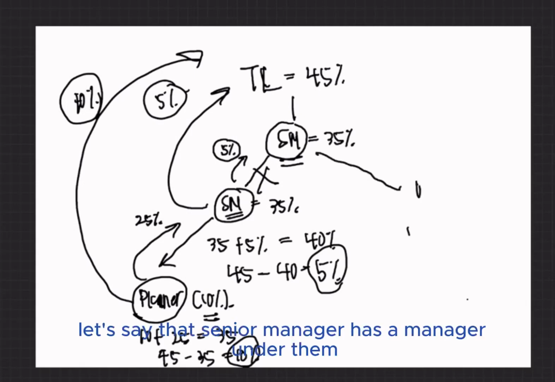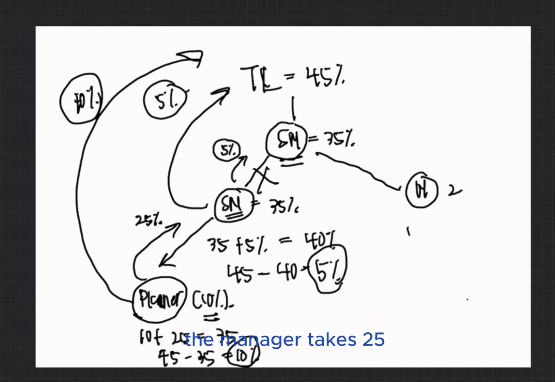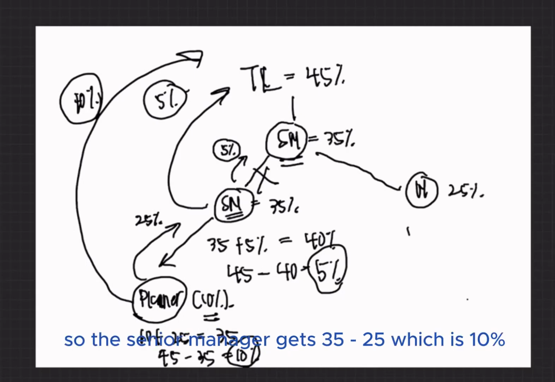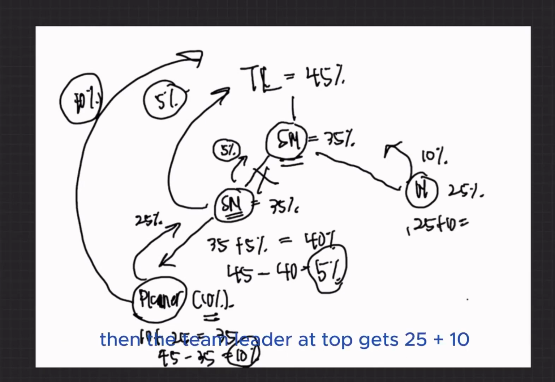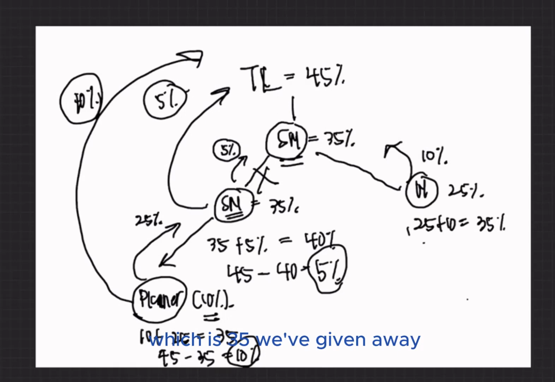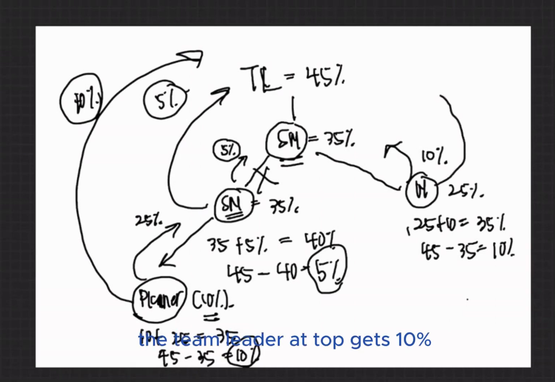Let's say that senior manager has a manager under them. The manager takes 25. So the senior manager gets 35 minus 25, which is 10%. Then the team leader at top gets 25 plus 10, which is 35. We've given away, so it's 45 minus 35 equals 10%. The team leader at top gets 10% of that manager's orders.